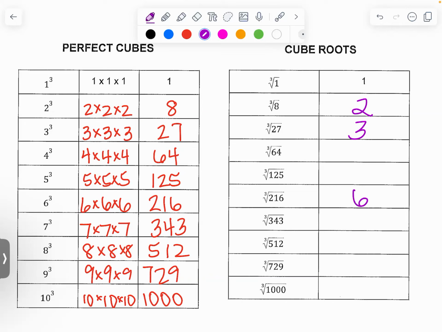I tricked you, Caesar. What's the cube root of 729? 9. Good. What's the cube root of 125? What's the cube root of 1,000? 10. What's the cube root of 512? Cube root of 64 is 4. And the cube root of 343 is 7.